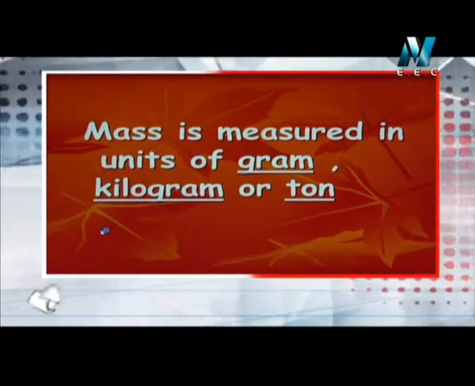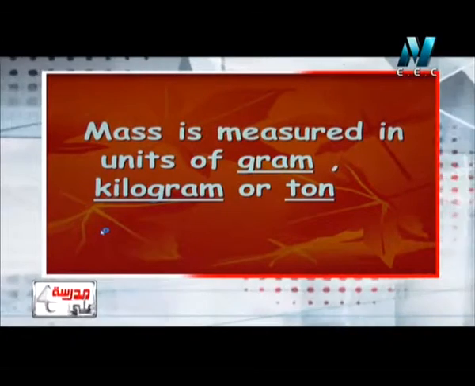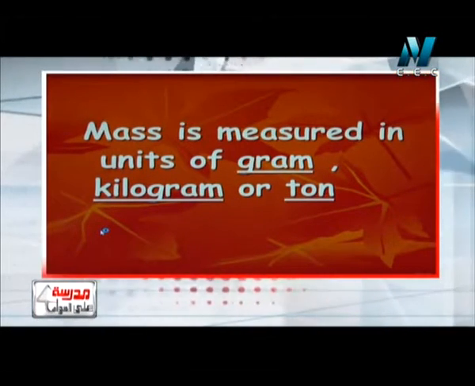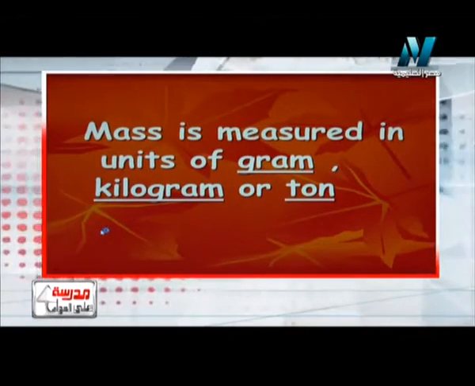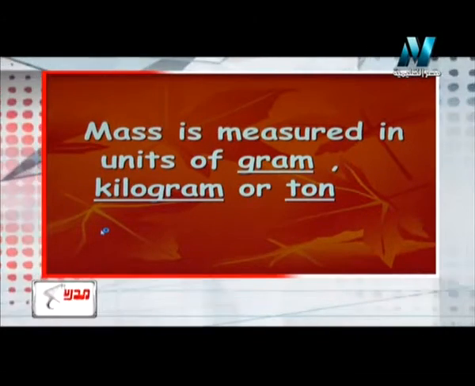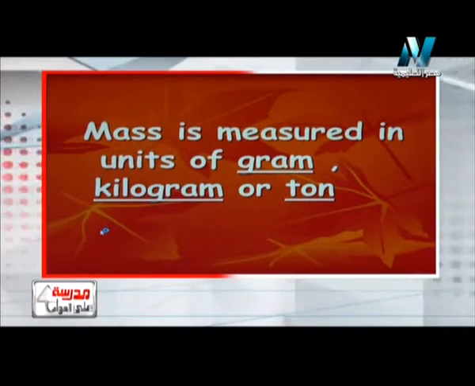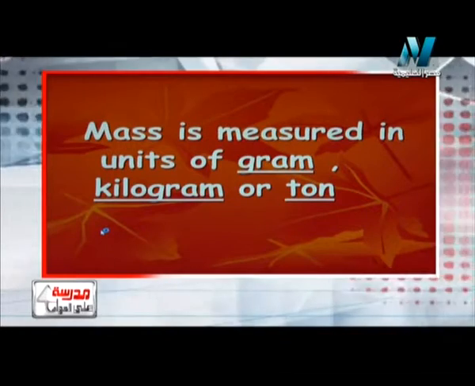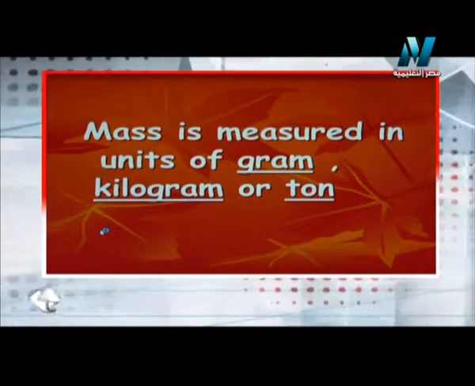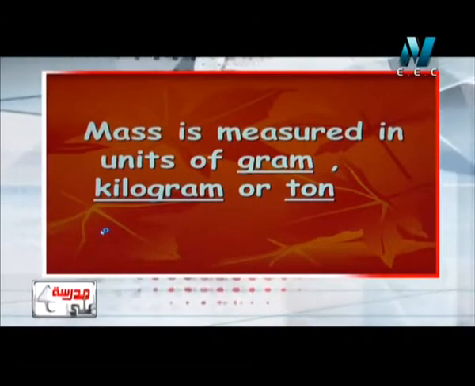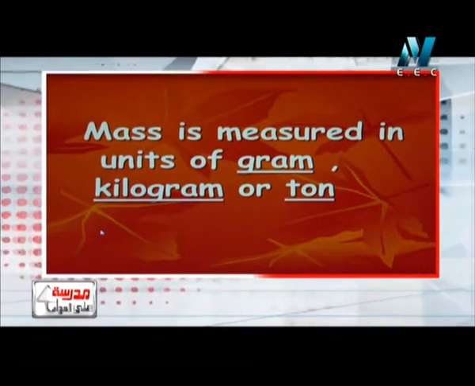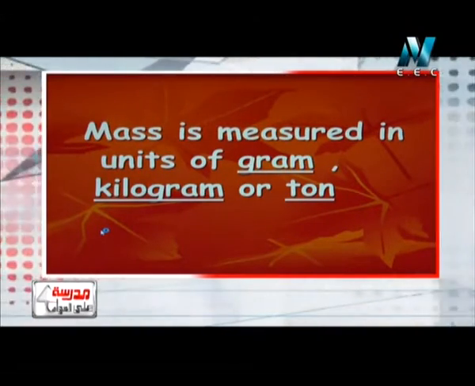Gram, kilogram, or tons. What is the difference between each one of them? Gram is the smallest unit. We can use gram for gold, silver, diamond, chemicals. Very precious things or very, very small things in mass. We use gram for measuring very small masses such as gold, silver, chemicals, diamond, and so on.